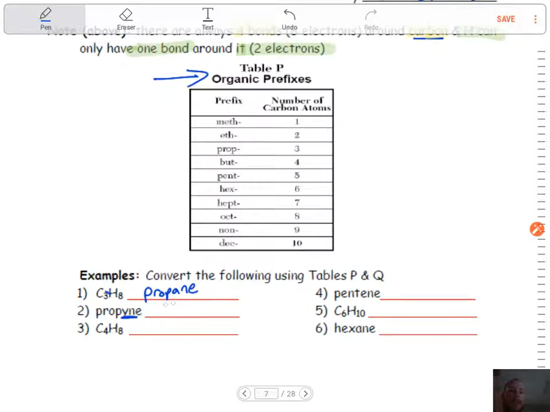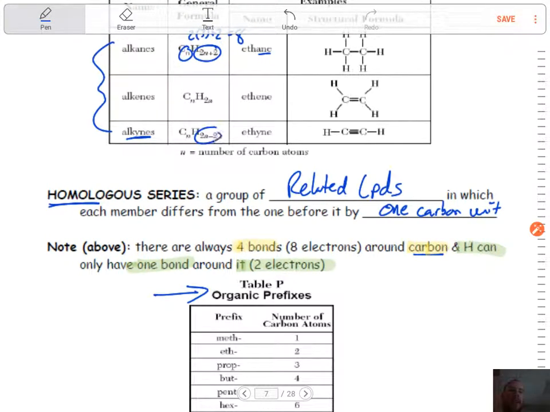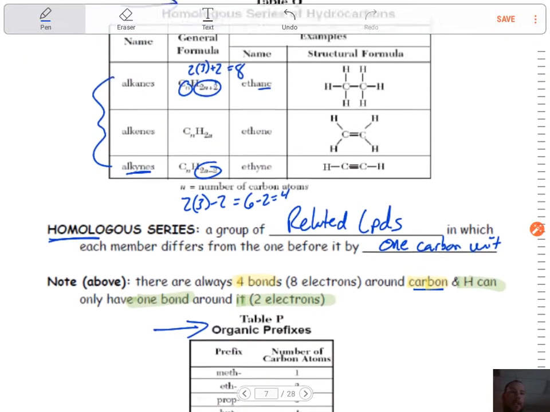Okay. Oh, look, propyne. Prop still means 3, so I know I have C3. I got to figure out my H's. I'm going to look up here. Yne, alkyne. Oh, here's my formula to get my H's. It's going to be 2 times 3 minus 2. So that's 6 minus 2, which equals 4. So it would be C3H4. Okay.